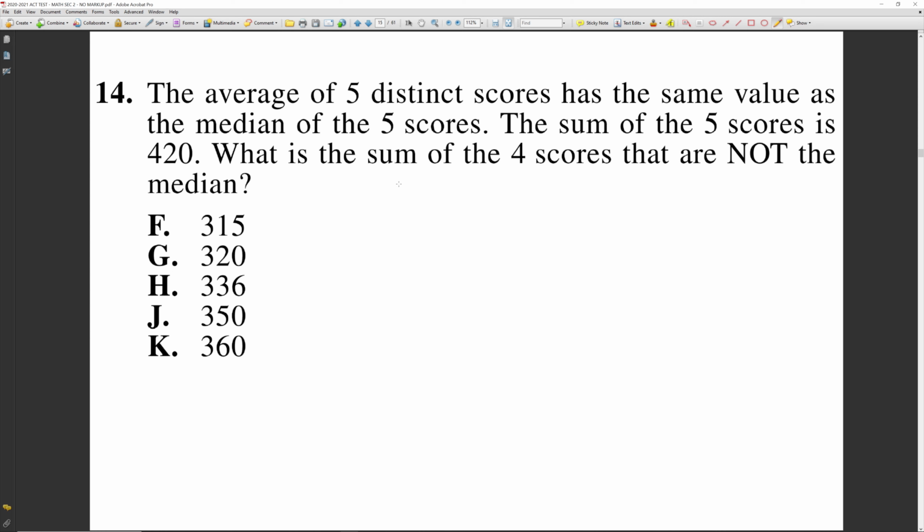What is the sum of the 4 scores that are not the median? Okay, the average of 5 distinct scores has the same value as the median of the 5 scores. The sum of the 5 scores is 420. What is the sum of the 4 scores that are not the median?